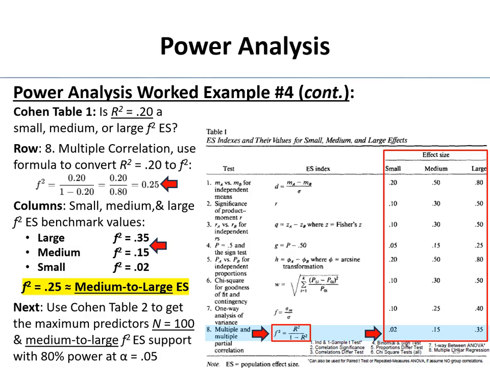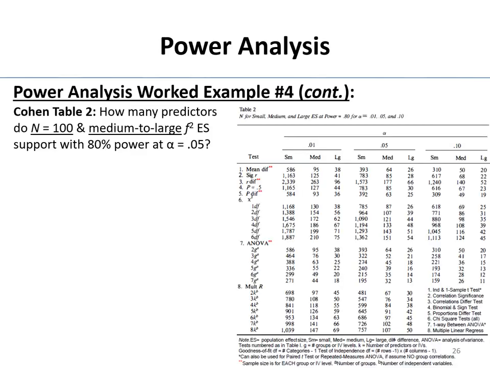So next, we're going to use Cohen's table 2 to get the maximum number of predictors that the researcher can include based on a sample size of 100 and this medium to large F squared effect size. What do those support with maintaining 80% power and alpha of 0.05? So off to Cohen's table 2, and this is the one that has the sample sizes. The question here is, how many predictors do a sample size of 100 and a medium to large Cohen's F squared effect size index support while maintaining 80% power and an alpha level of 0.05?